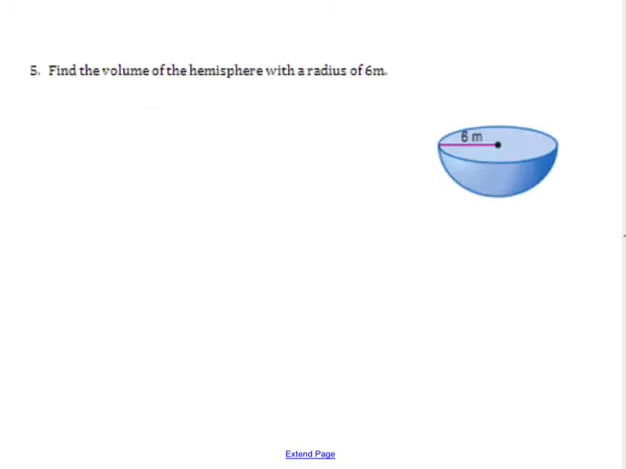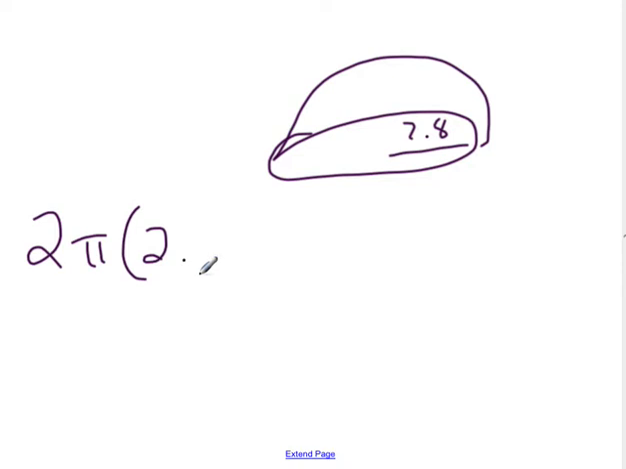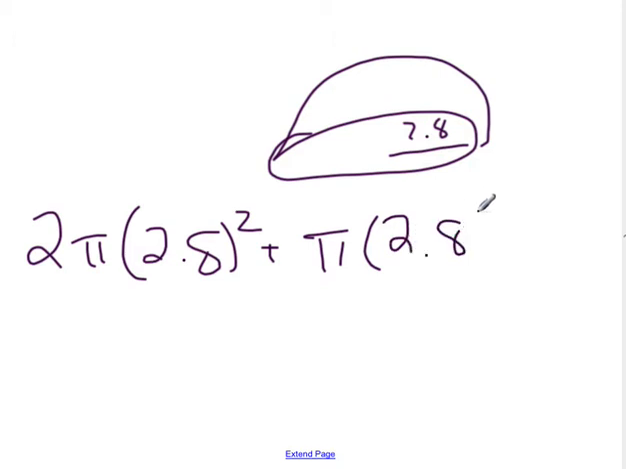So let's take a look at number 4. So we want to, oh man, it's not there. Okay, so taking a look at number 4, we want to find the surface area of a hemisphere. So we have a hemisphere that has, I think I had it earlier, didn't I? A radius of 2.8. So we're going to plug it into our surface area formula, which is 2 times pi times our radius, which is 2.8, quantity squared, plus pi times our radius, which is 2.8, squared.